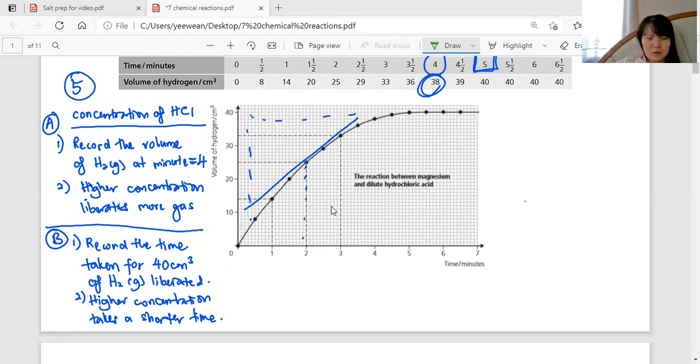Okay, as for this point number 5, instead of concentration, now it's about temperature. So higher and lower temperature. We know that if we increase the temperature, the rate of reaction will also increase, right? So we're going to record the volume of H2 gas at minute number 4 again. Higher temperature liberates more gas. Alternatively, record the time taken for 40 centimeter cubes of H2 gas liberated. The higher temperature takes a shorter time.